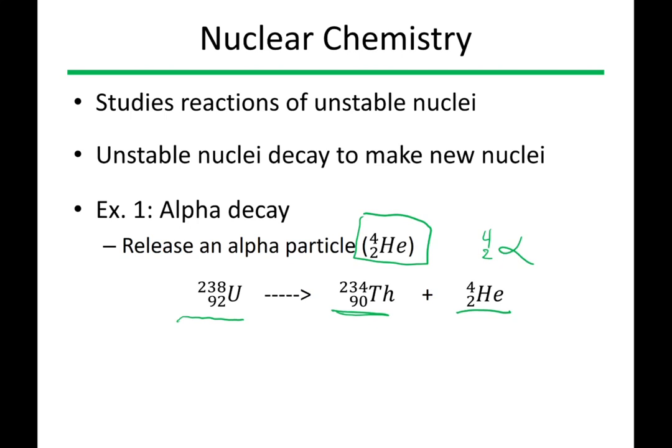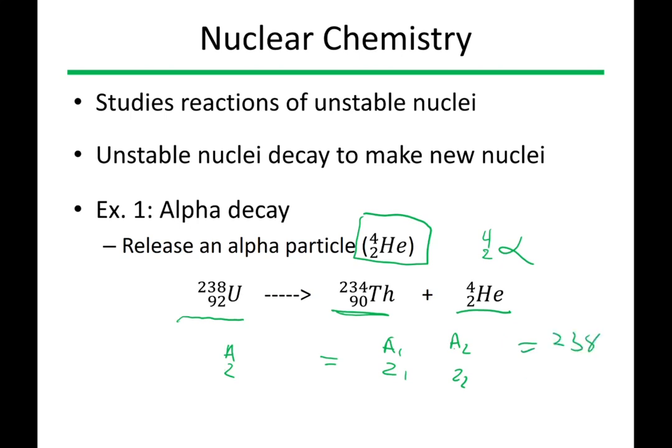thorium nucleus. This equation illustrates some features of these nuclear reactions. So first of all, you'll see that we are showing A and Z for all of these species, and that the A and Z on the reactant side equals the sum of the A's and the Z's on the product side. So if we look at the sum of all the A's, that's going to be 238.